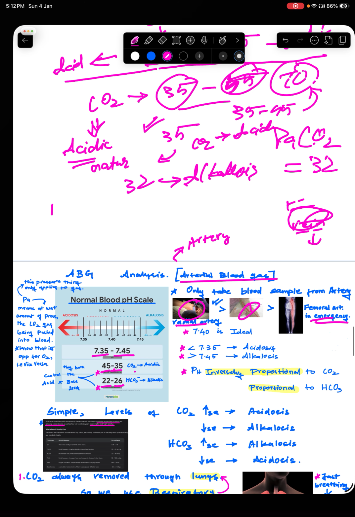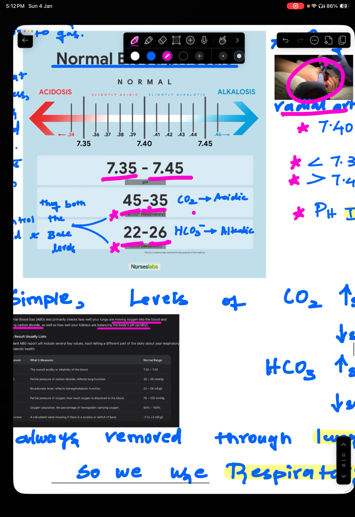So pH we already know, and CO2 we just studied. What is HCO3? It is nothing but bicarbonate. Bicarbonate is alkaline, basic in nature. Hope you get it right. What's the normal level of bicarbonate? It is 22 to 26.